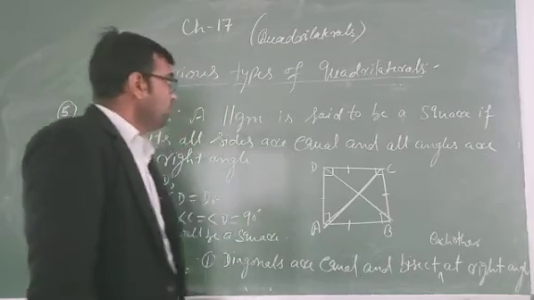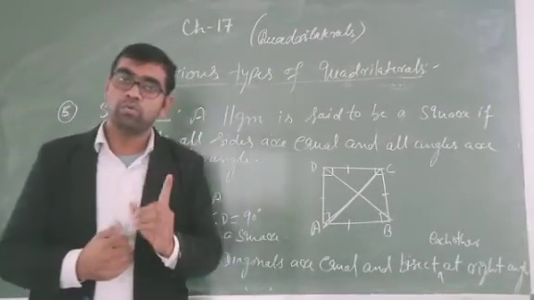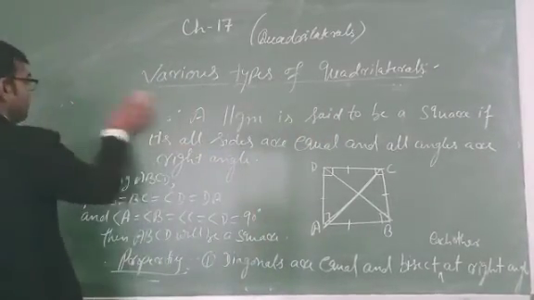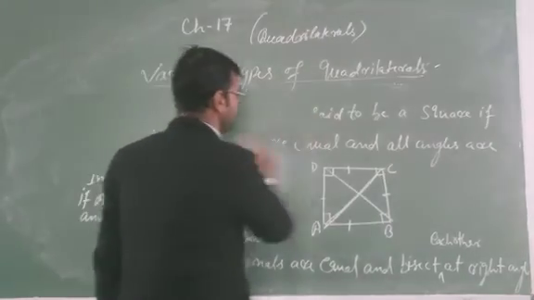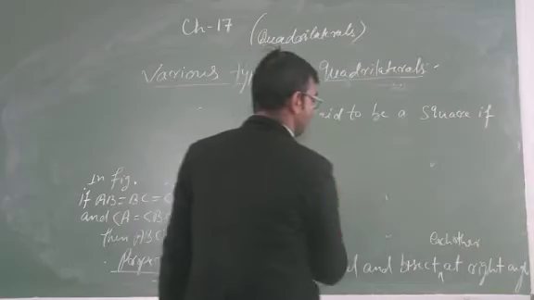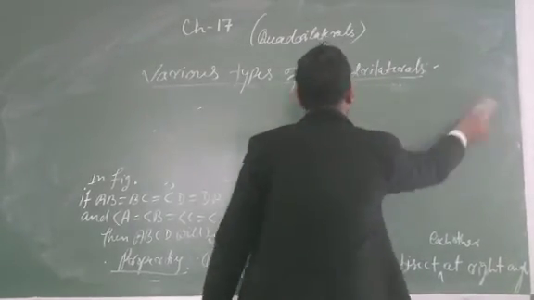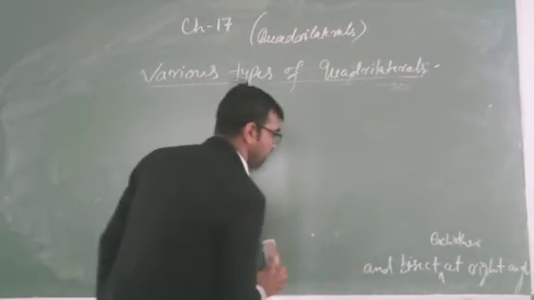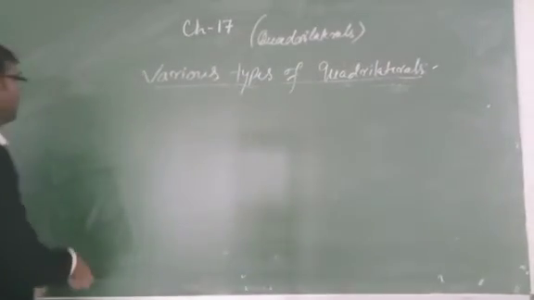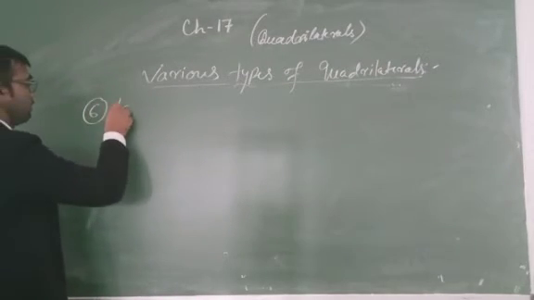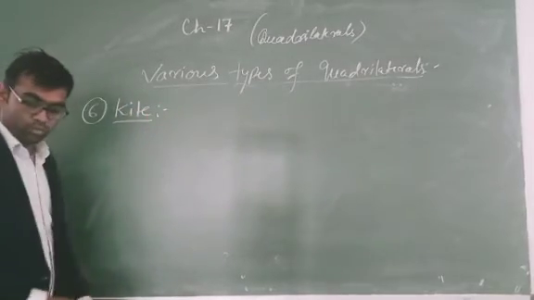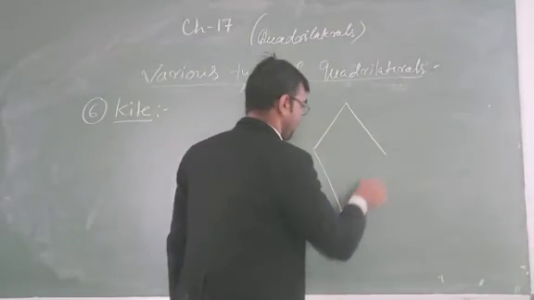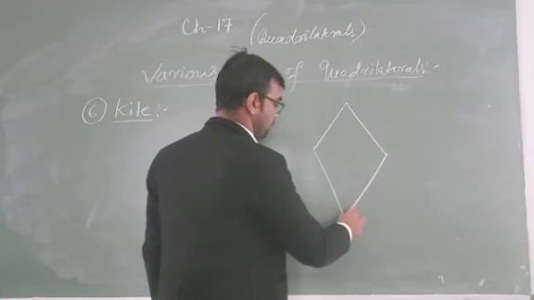Now, we have learned various types of quadrilateral. We have one more quadrilateral, that is the kite. So here, last is the kite. So what is a kite? Try to remind yourself of the shape of a kite. You know the shape of a kite. You just remember the shape of a kite is like this.